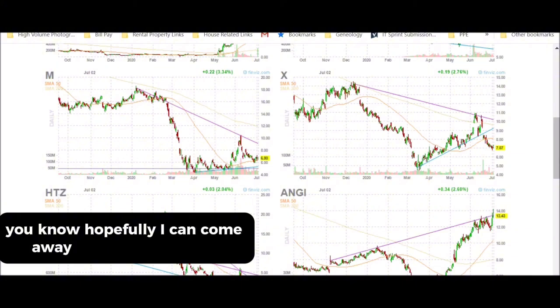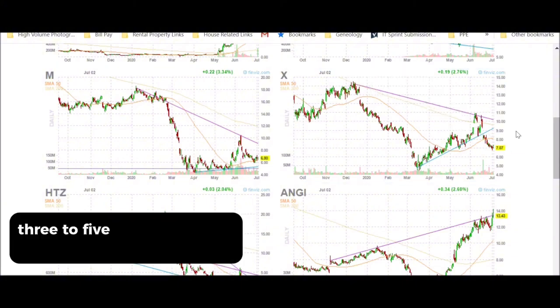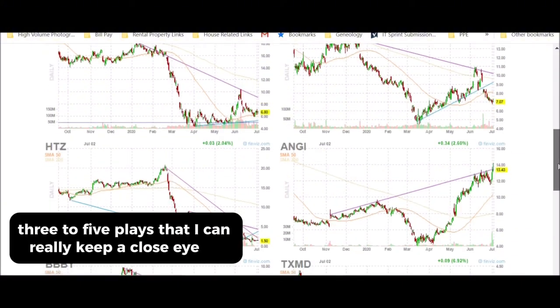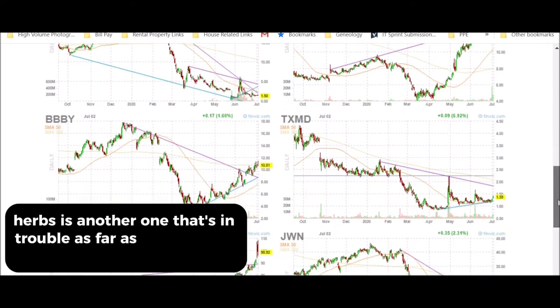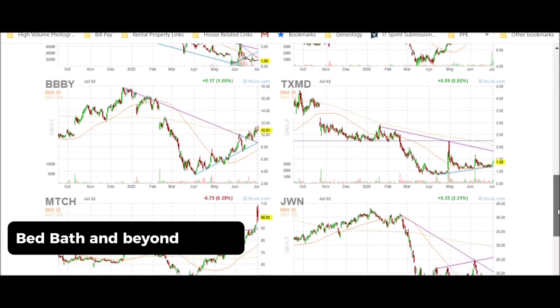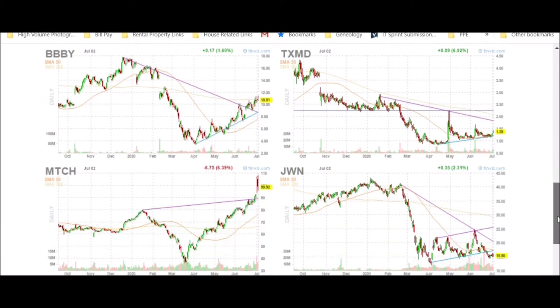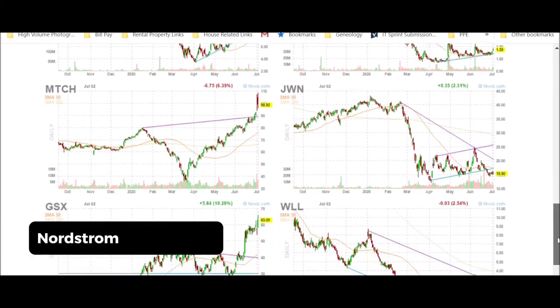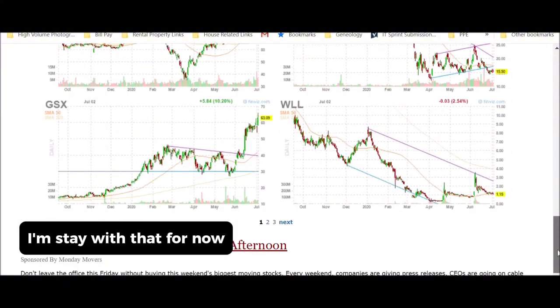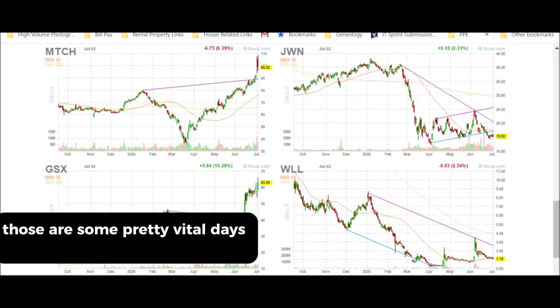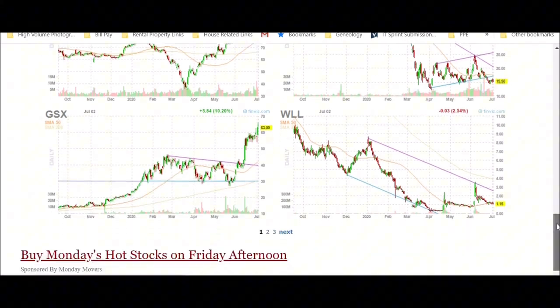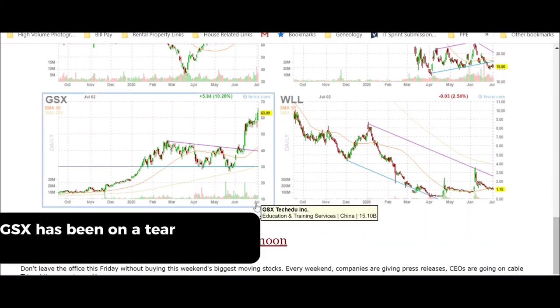You know, hopefully I can come away with, let's say, three to 5 plays that I can really keep a close eye on. Hertz is another one that's in trouble as far as going out of business. Bed Bath & Beyond as well, even though the chart looks good. Nordstrom, another one. I'm going to stay away from that for now. Match is interesting, but those are some pretty volatile days there. Skip that for now. GSX has been on a tear. Let's look at page 2.